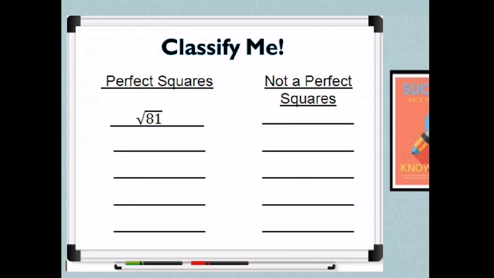Then, you need to write your answer here. You have here the perfect square numbers. The first one is given as your example. You have here the square root of 81. That is one of the perfect squares. And then, you have here not a perfect squares.